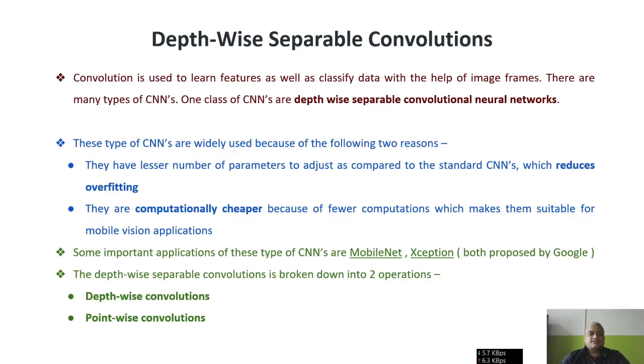There are many types of CNN. One class of CNN is the depthwise separable convolution neural network. In this depthwise separable convolution neural network, we have some reasons; the two reasons are mainly why this is used.